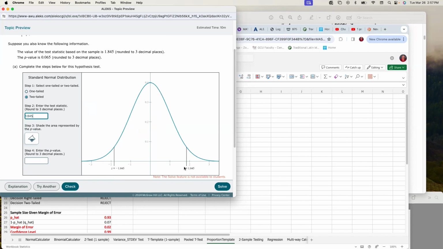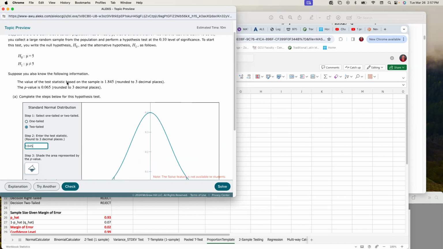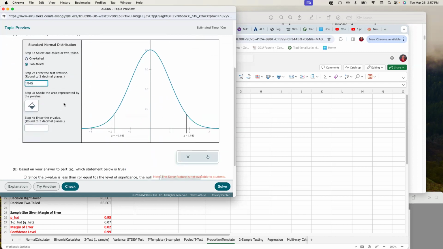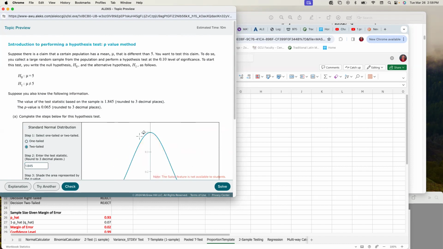Here's our test statistic, z equals 1.845. We want to shade it, but because this is not equals, we want to shade the area to the right of it and also to the left, the opposite of that. Again, we're looking at that z statistic I mentioned before, and extreme values in either direction. So I just have to pick the shading here, and it's going to shade both of those.